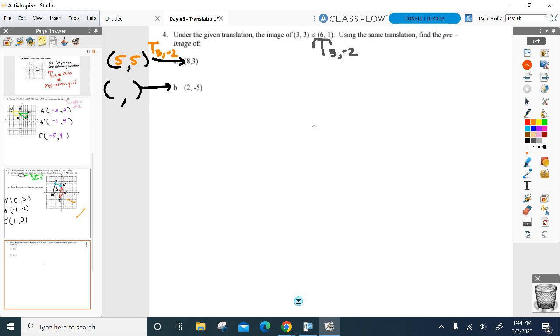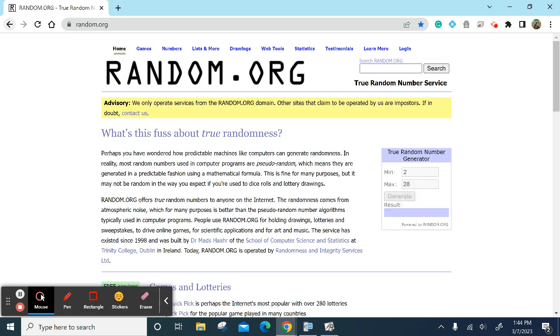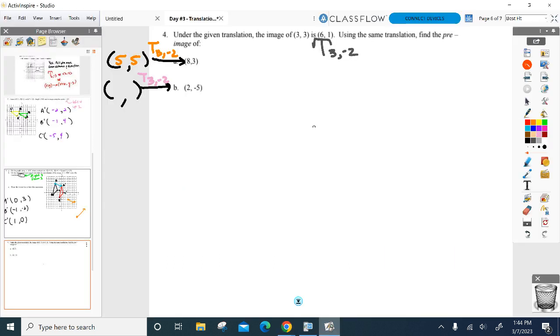And then same thing, part B. I went right 3, down 2, and I ended up at 2,-5. Where did I start then? -1, -7. Okay, if I go right 3 and down 2 from -7, where am I going to end up? Oh, -9. I got to end up at -5. -1, -3. All right, there we go. -1, -3. Good.